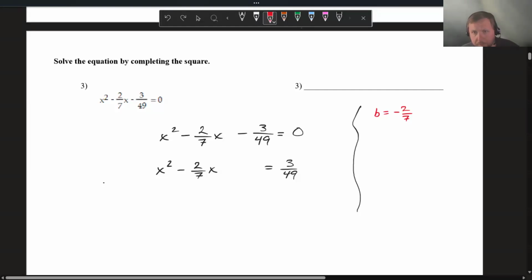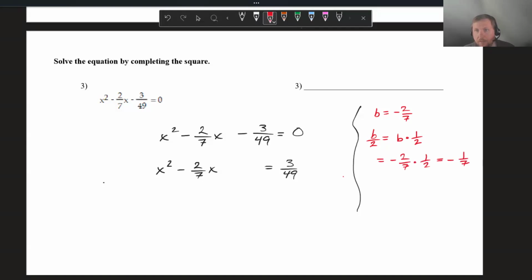So next, I'm going to take my b divided by 2. And remember, another way to think about dividing by 2, it's equivalent if you multiply by a half. These are the same thing. So I'm going to take and multiply that -2/7 by 1/2. So the 2's cancel out, and I'm left with -1/7. So this is my magic number.